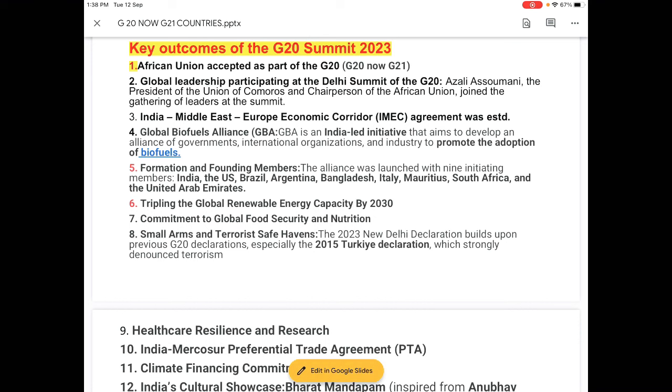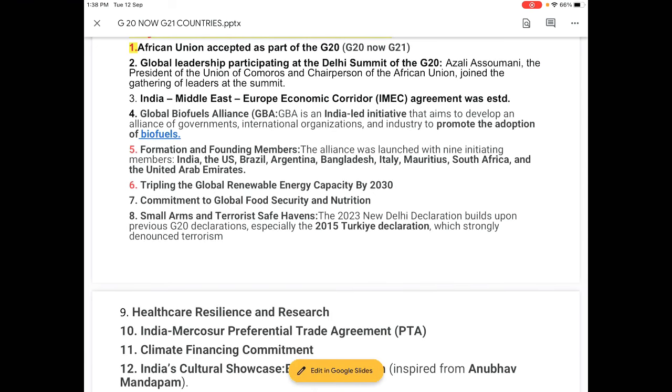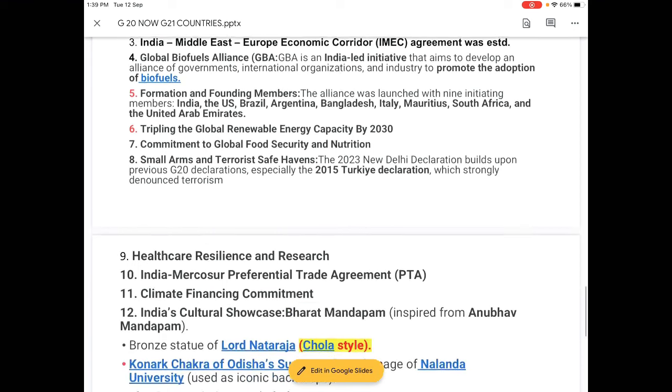The Global Biofuels Alliance (GBA) is an Indian-led initiative that aims to develop an alliance of governments, international organizations, and industry to promote adoption of biofuels. The next outcome is the formation and founding members. The alliance was launched with 9 initiating members: India, US, Brazil, Argentina, Bangladesh. Bangladesh is not a G20 country, but only a guest country. Kindly note that. Even Mauritius also. Next is tripling the global renewable energy capacity by 2030. And another outcome is the commitment on global food security and nutrition.